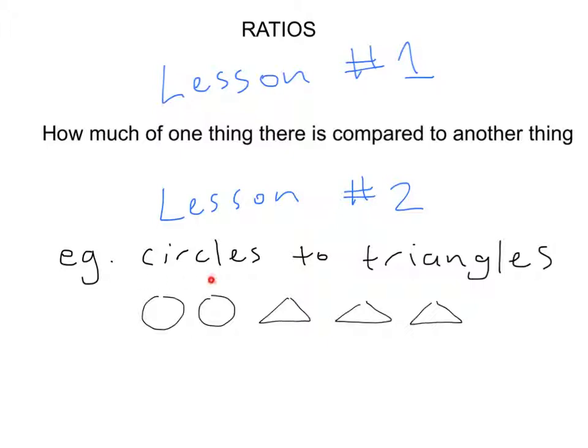Lesson number two is we learned how to write a ratio in mathematical language. And I have an example here. So what you'll get in your test is a statement, and you'll have to convert that statement to a ratio. So this statement says circles to triangles. Now, to write this as a ratio in mathematics, all we have to do is count the number of circles. So we've got 1, 2. So we write the number 2, and then we count the triangles, 1, 2, 3. So now we write the number 3.